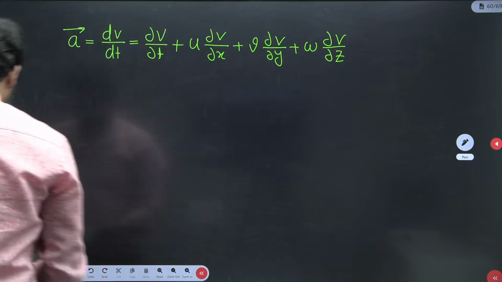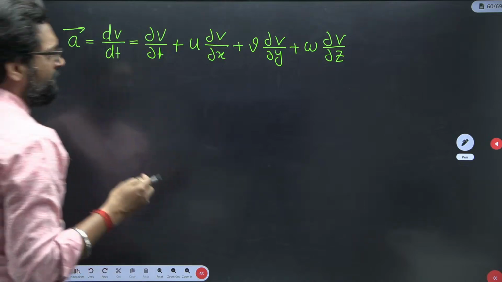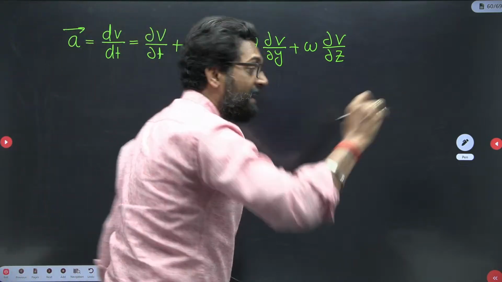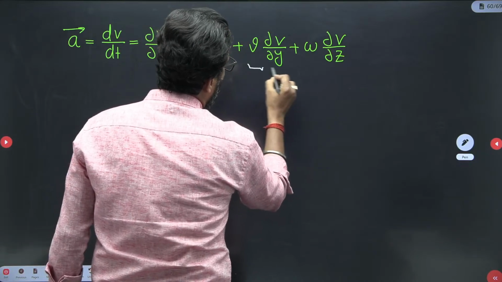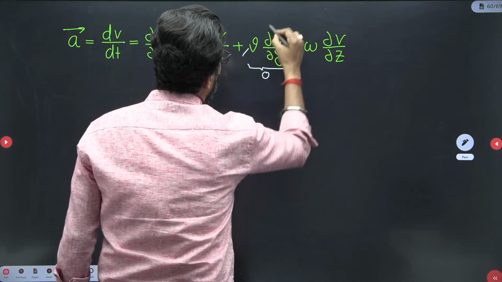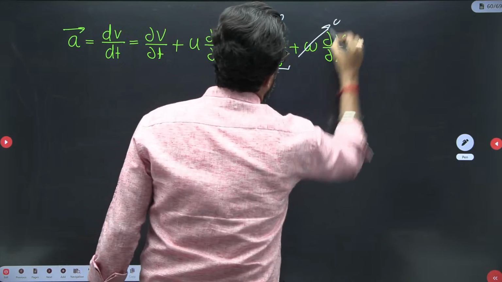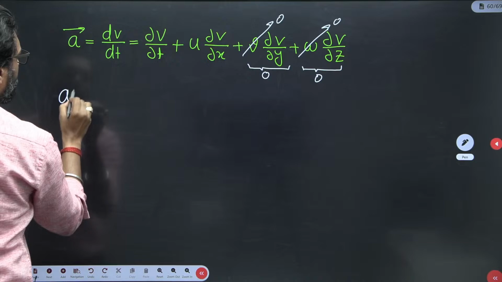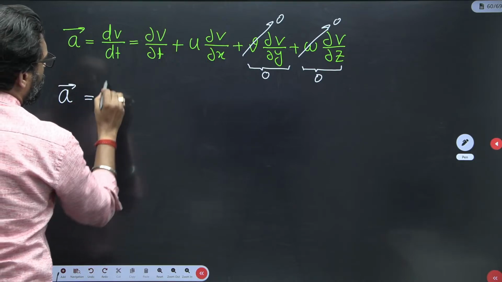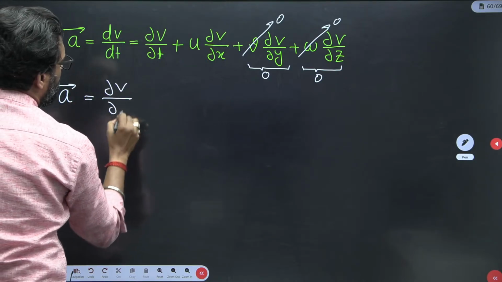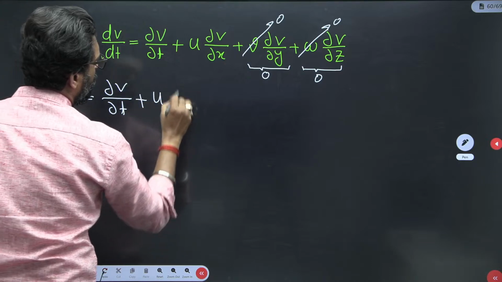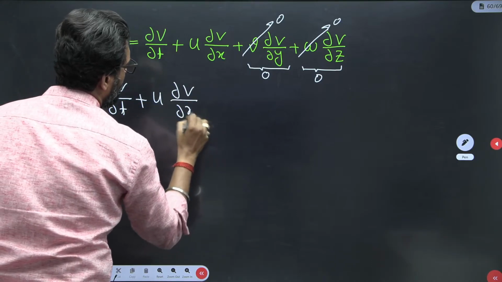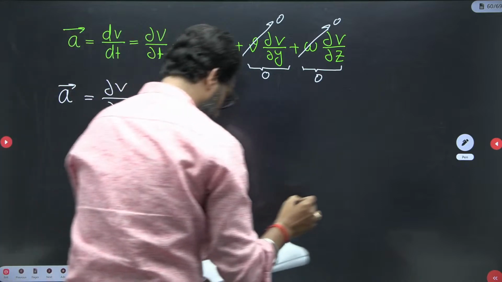Now my dear, this is one dimensional, only x direction. So the v component is 0, and the omega component is 0. So what is the acceleration? A is equal to dou v by dou t plus u dou v by dou x. Okay.